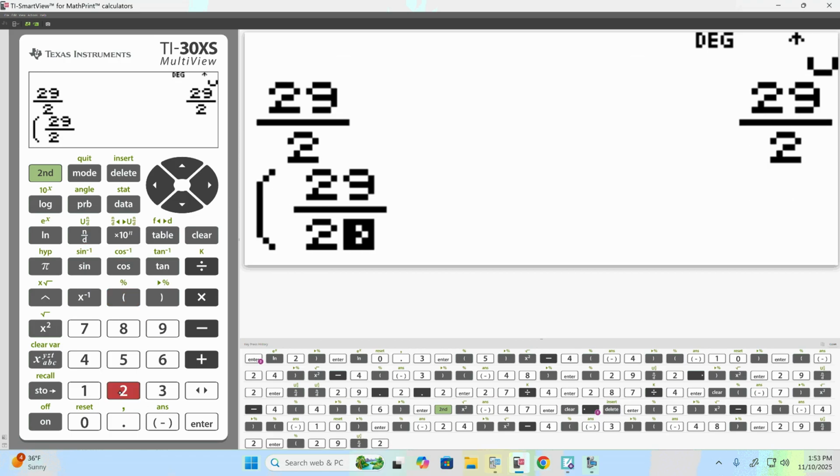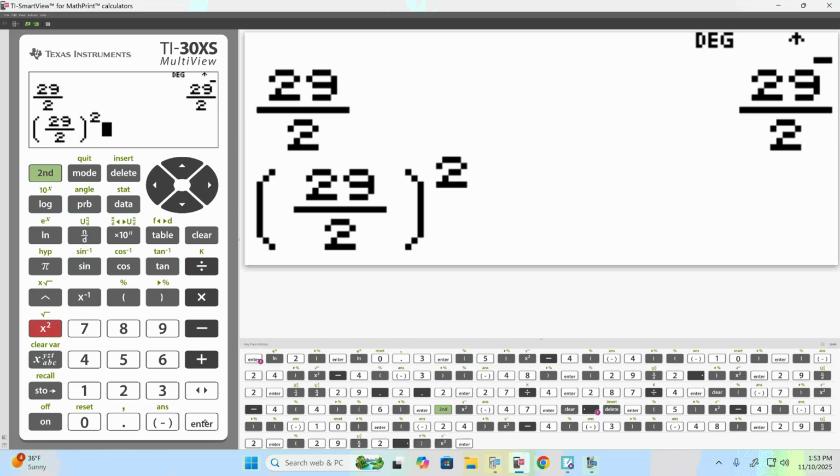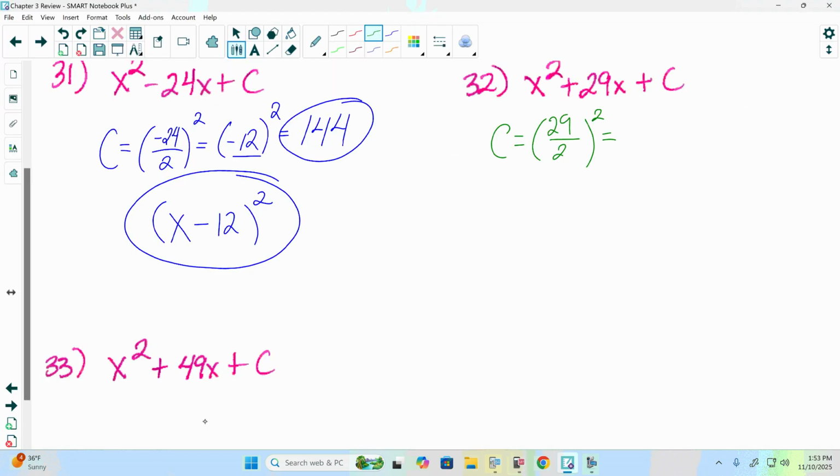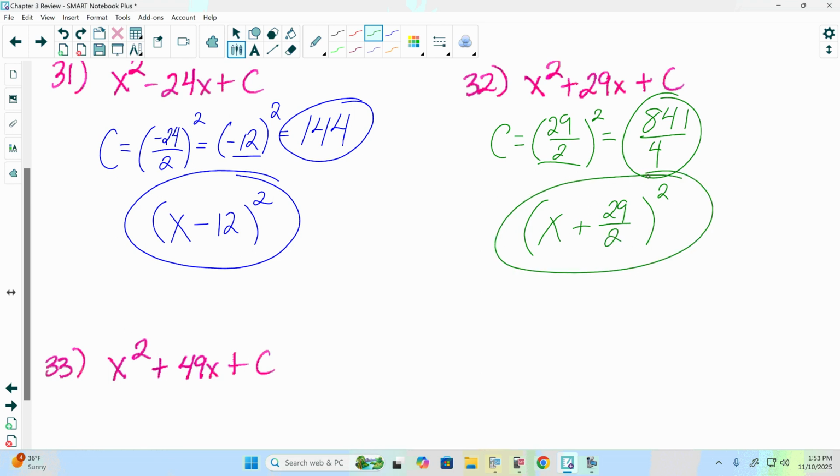At this point here, we can just say 29 over 2 squared is 841 over 4, telling us that our value of c is 841 over 4. And the number and sign inside the parentheses before we squared it was 29 halves. So it tells us it factors to x plus 29 halves squared.